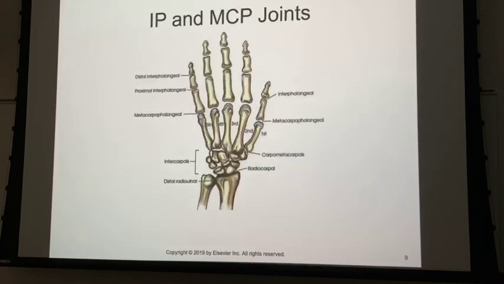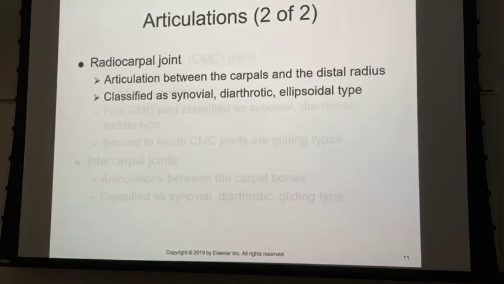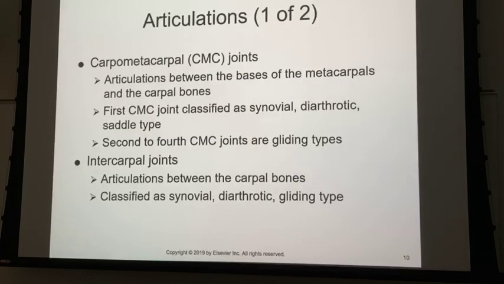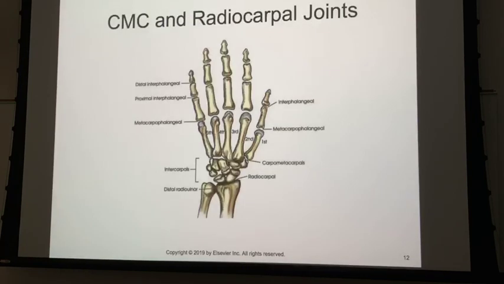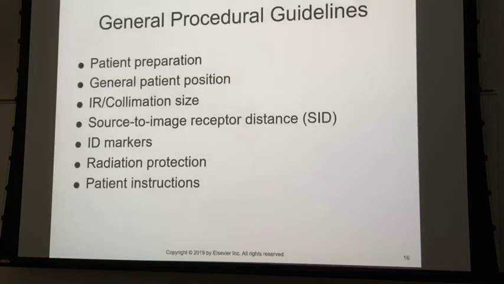So interphalangeal joints, metacarpophalangeal joints, again, we talked about that. Proximal to that, what we've got are carpal metacarpal joints. We don't really number those so much or memorize exactly which carpal bone articulates with which metacarpal, but those are your carpal metacarpal joints. Okay, so any questions on those?